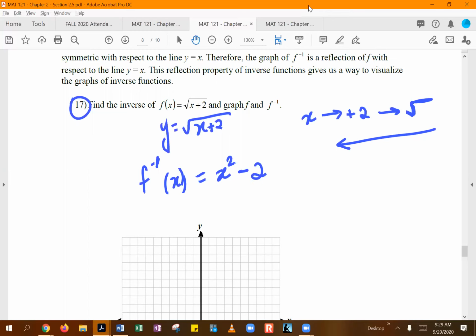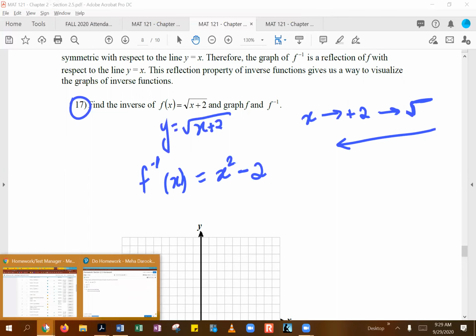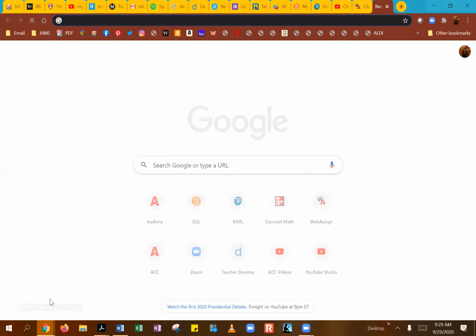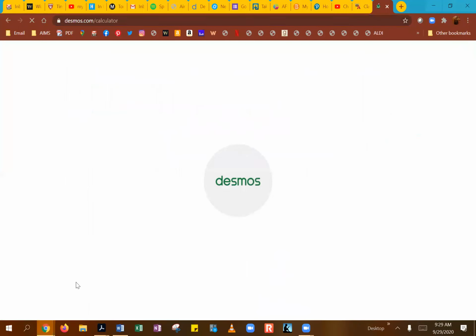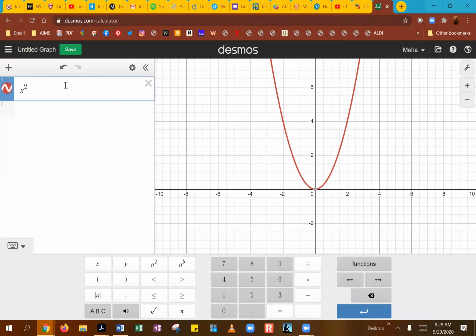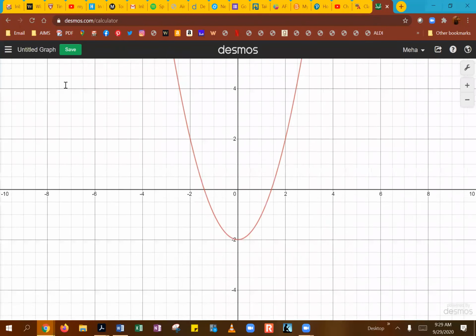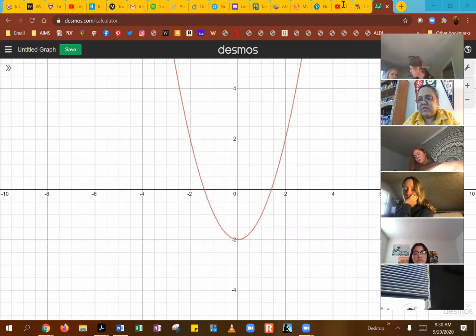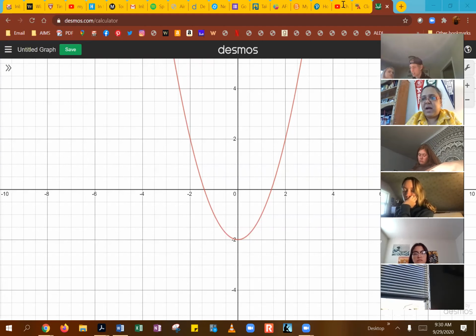So if we try to graph this inverse function, let's look at our Desmos over here. So our inverse function is x squared minus 2. Now, if you look at this function, you can see it's going to fail the horizontal line test, right? Because the horizontal line will cross this at 2 different points. So how is it possible that our inverse function is coming out to be a function that's not even 1-to-1? Because we know if the function is not 1-to-1, we cannot find its inverse.